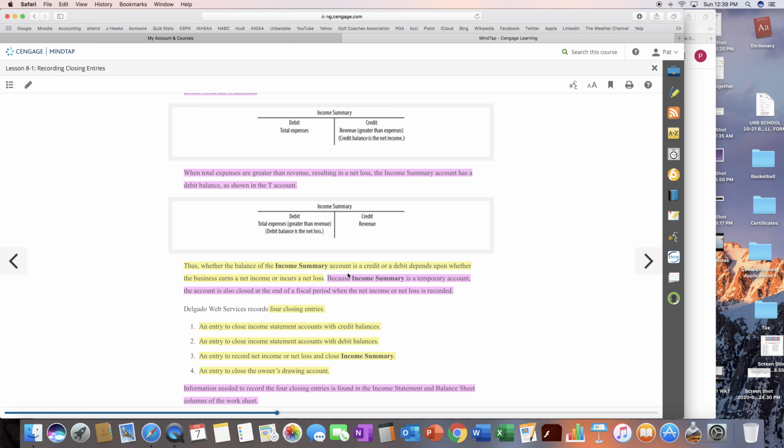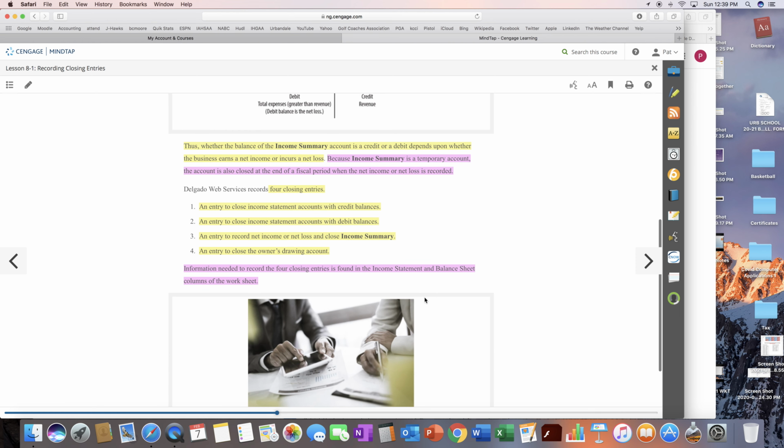So how we're going to use income summary is we're going to close these temporary accounts into it, and we'll end up with the net income or net loss. And also, because income summary is a temporary account, it will need to be closed as well. So we'll use it to help us close sales, close expenses, and then we will have to close it itself.